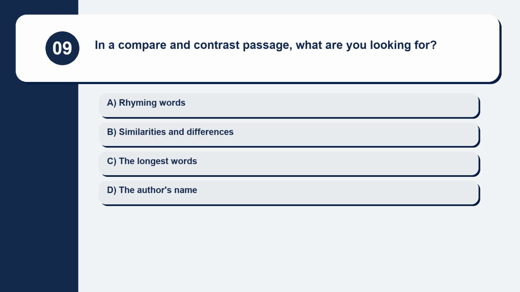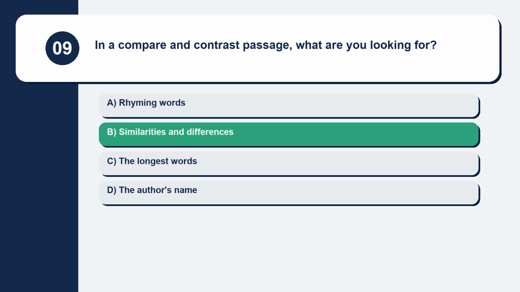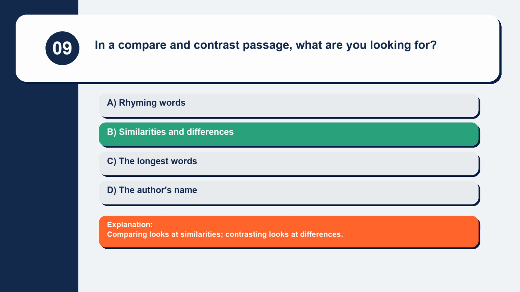Question 9. In a compare and contrast passage, what are you looking for? Rhyming words. Similarities and differences. The longest words. The author's name. Comparing looks at similarities, contrasting looks at differences.